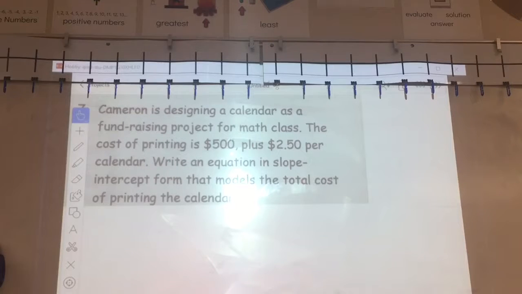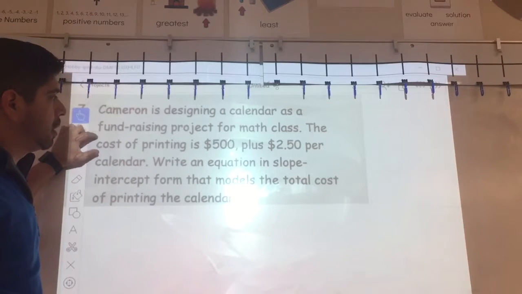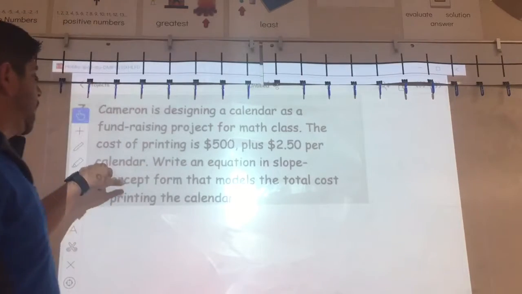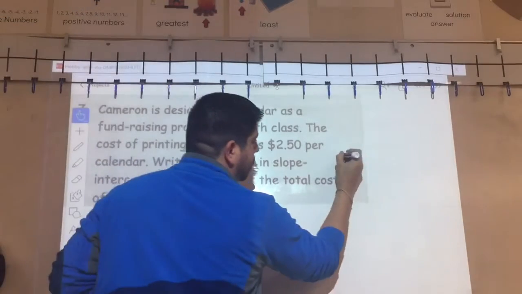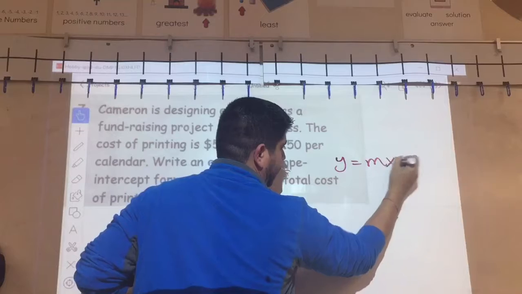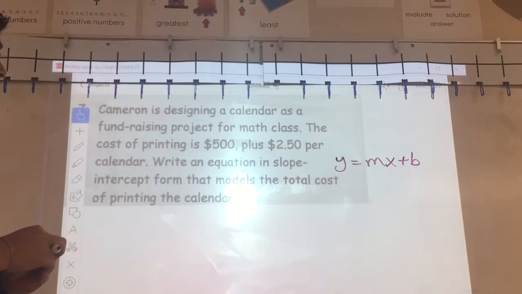Okay, number 7 says that Cameron is designing a calendar as a fundraising project for math class. The cost of printing is $500 plus $2.50 per calendar. Write an equation in slope-intercept form. So slope-intercept form is y equals mx plus b, in case you're wondering, that models the total cost of printing the calendars.